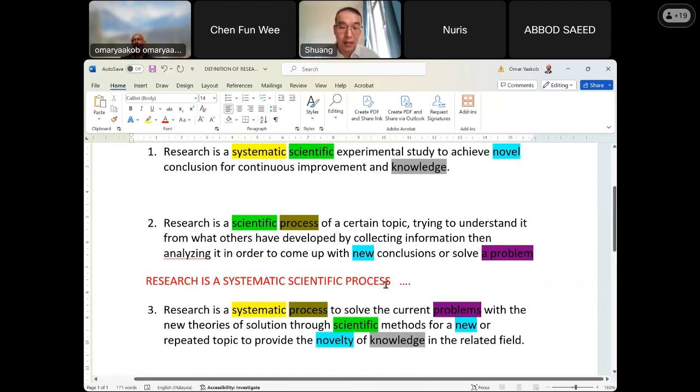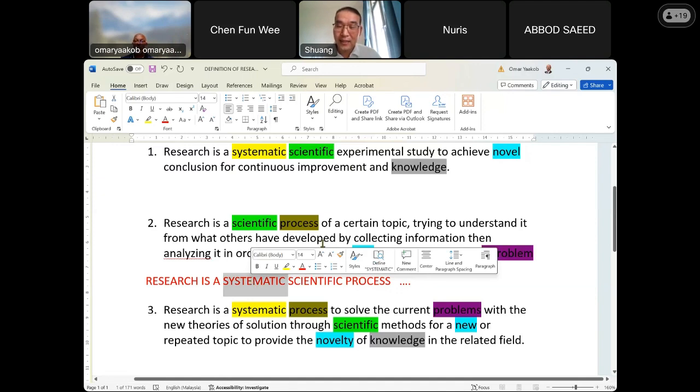No. I don't want you to give another definition. We have discussed that definition last week, okay? So now we are just coming up with step by step, trying to analyze all these keywords from your definition that you have decided and see where to put this, okay? So this systematic, is it okay to be there or not? That's the question.